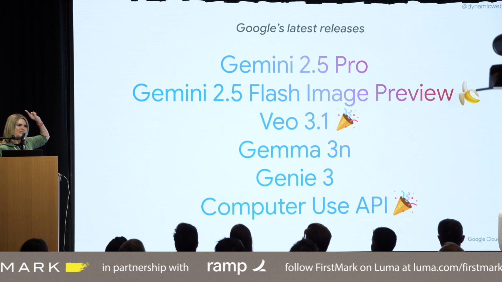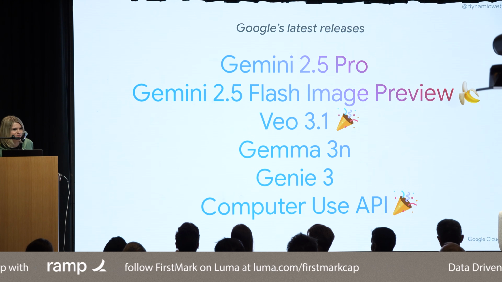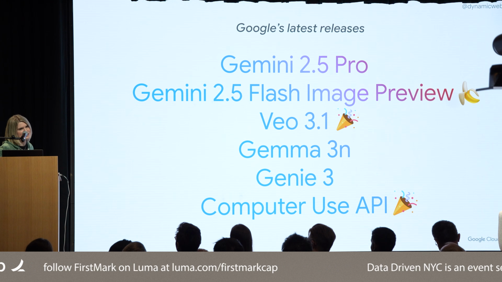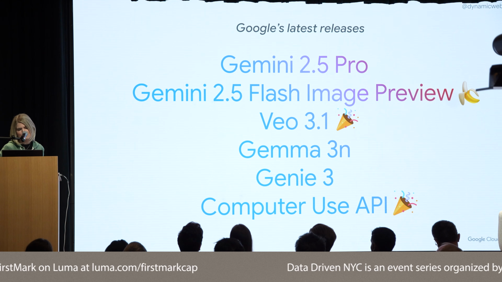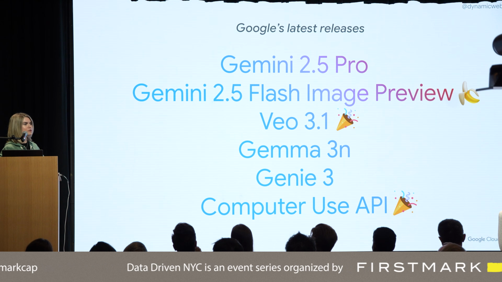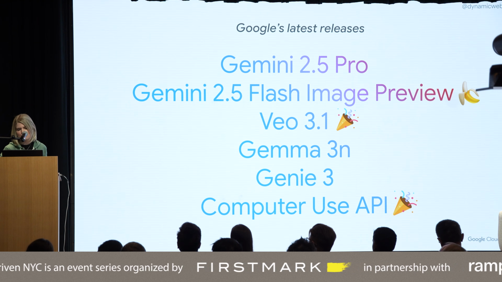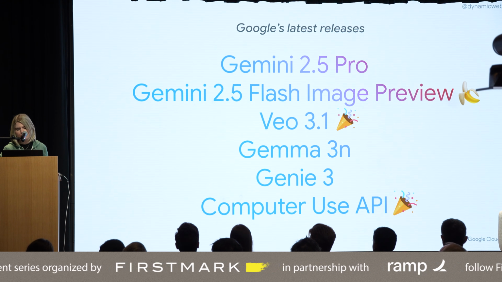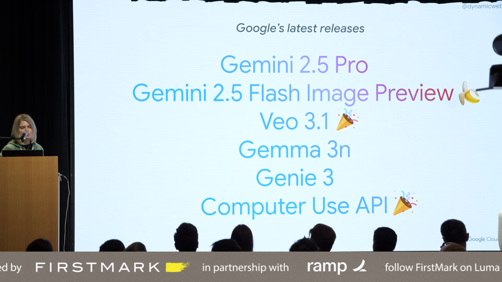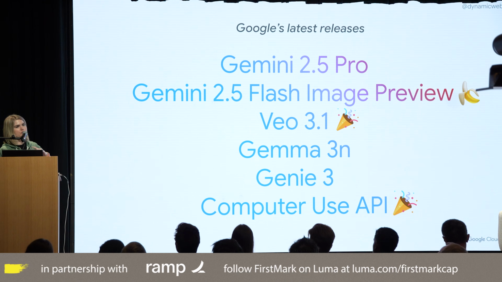How many people have tried Nano Banana? Excellent. We're not the best at naming things, but Nano Banana is the exception, but we'll see that in a little bit. Veo 3.1, which is our latest video generation model, which also includes audio, including audio in multiple languages, background effects, music, etc. Gemma 3n, which is part of our open model family, Genie 3, which is a world model, and our computer use API, which if we have time, we will also be demoing.